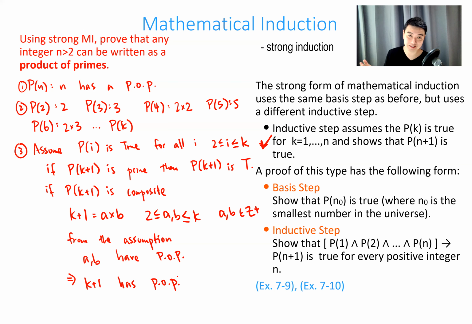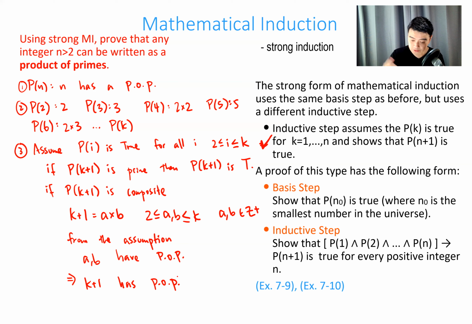And that's it, right? Because a and b themselves have a multiplication of prime numbers that multiply to k plus 1 to themselves. Therefore, it has a multiplication that multiplies to k plus 1. Okay. All right, so I hope that that makes sense.